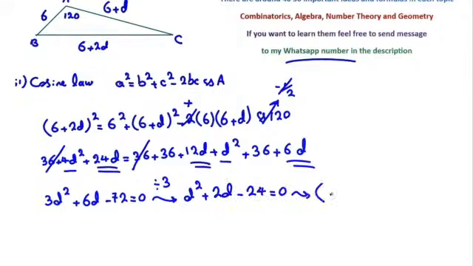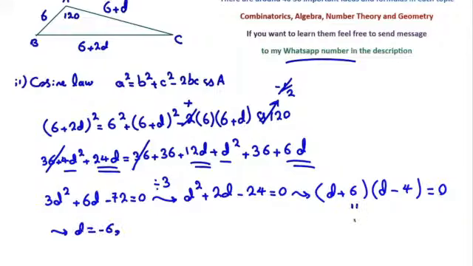And then we can use the quadratic formula or we can factorize. d plus 6 times d minus 4 equals 0. Negative 6 plus 6 is 0, and 6 minus 4 is 2. So d can be negative 6, or this one is 0, or this one is 0, because the product is 0.